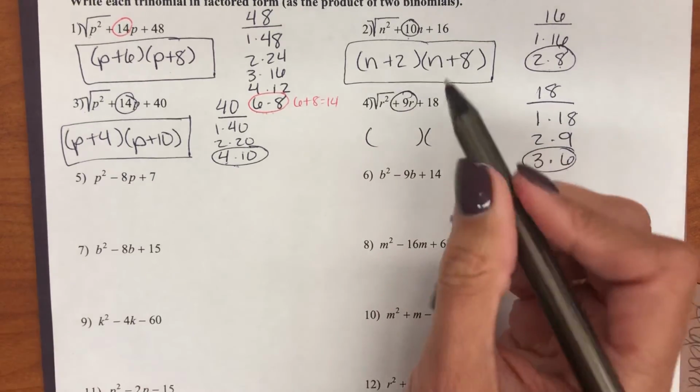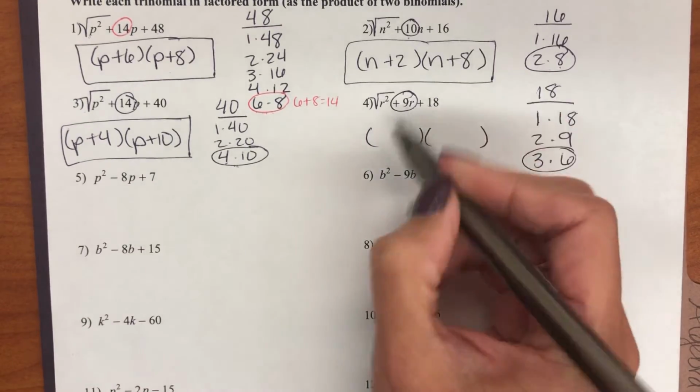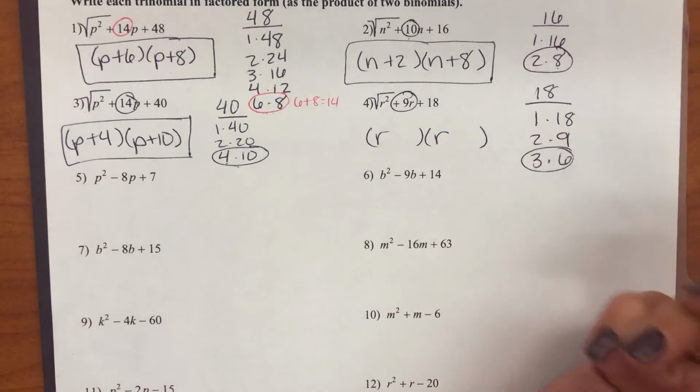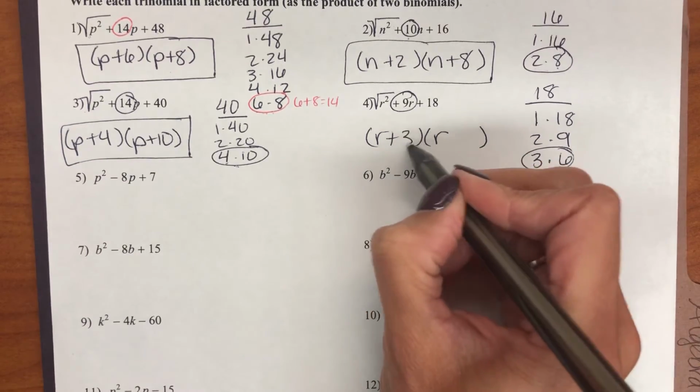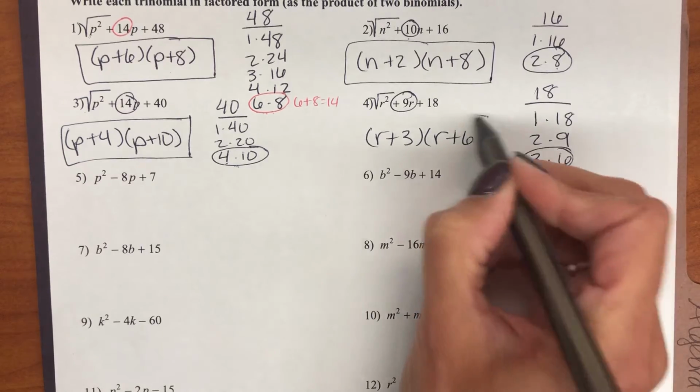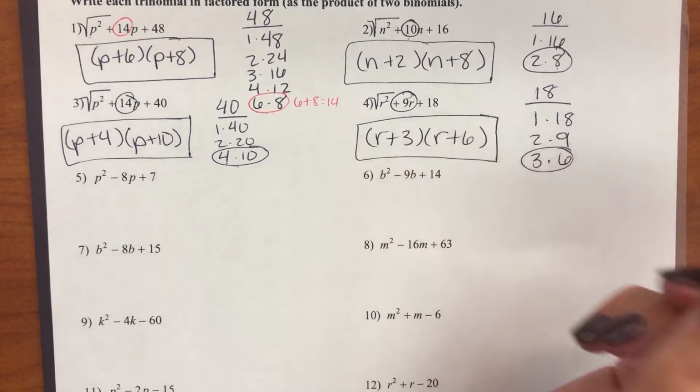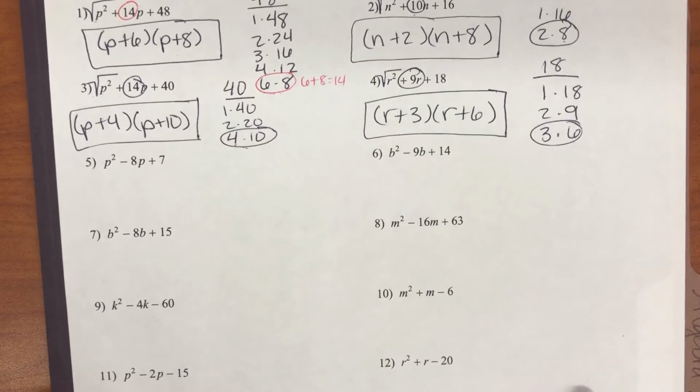Then I take the square root of the first term, so the square root of r squared is r, so r and r, and then positive 3, positive 6. Final answer. Okay, let's look at number 5.